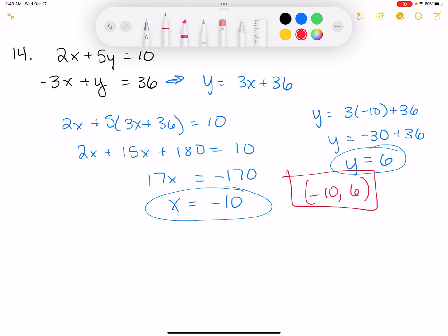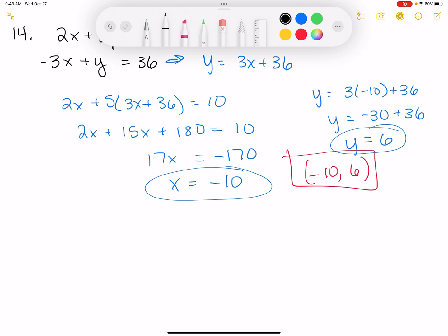All right, so that's substitution. So now we're going to move to elimination, or combination. Same thing, just two different names for it. All right, number 16: 4x minus 2y is equal to negative 16, and negative 3x plus 4y is equal to 12.